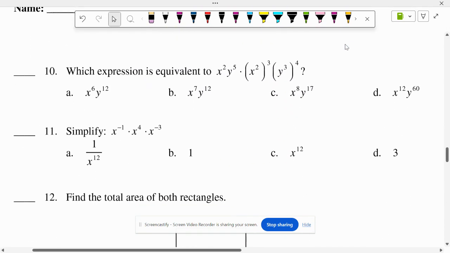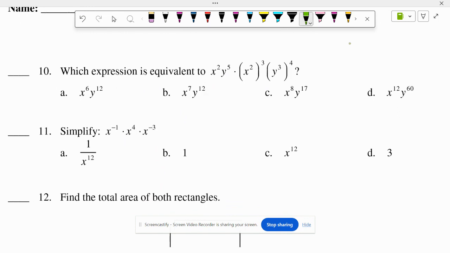Exponents. Which expression is equivalent? I want you to think about exponents. So when we have a power outside of a power, we distribute that, which means we multiply. So I'm going to leave the x squared the way it is, times the y to the 5th power, times, what is x squared to the power of 3? 2 times 3 is what, Ashton? Yep, x to the 6th. And y cubed to the 4th power is?